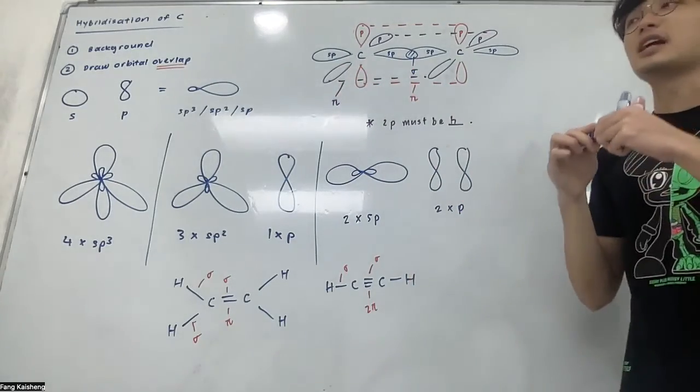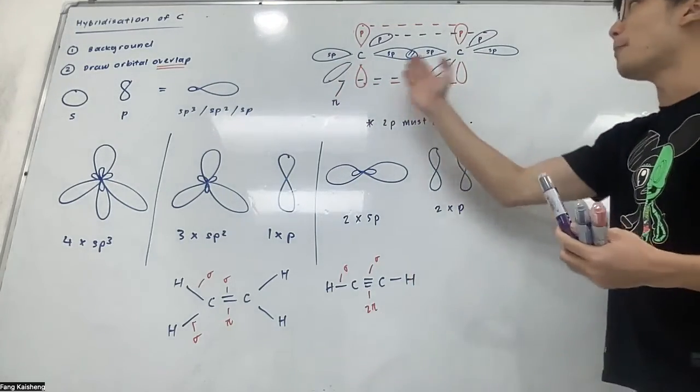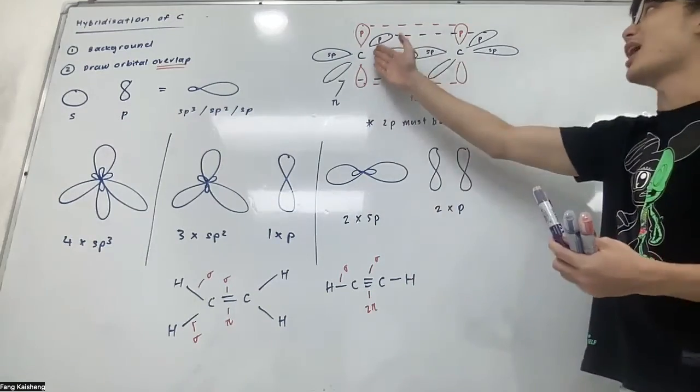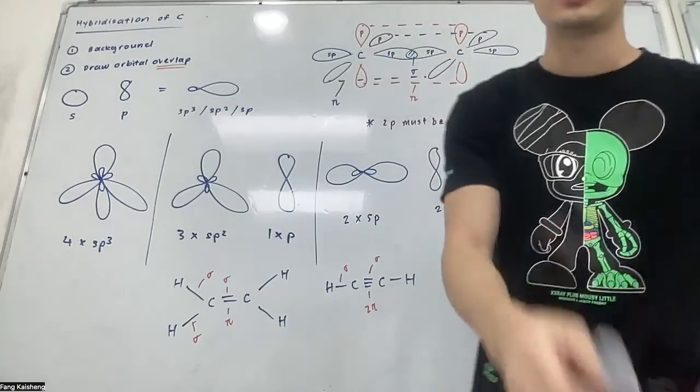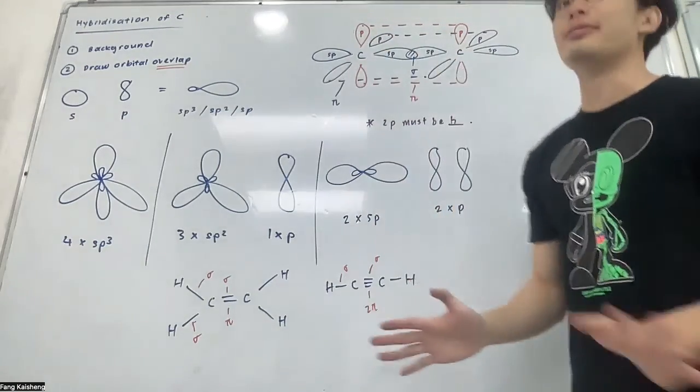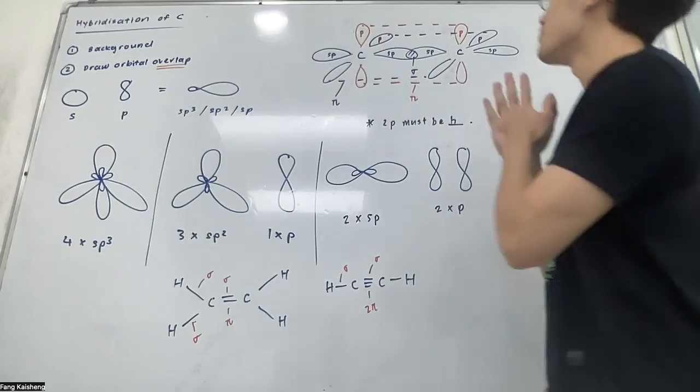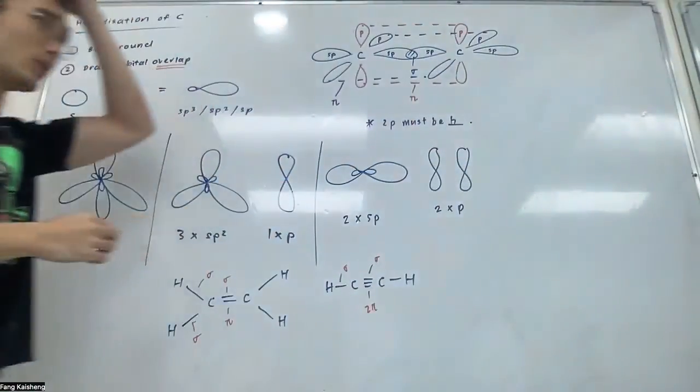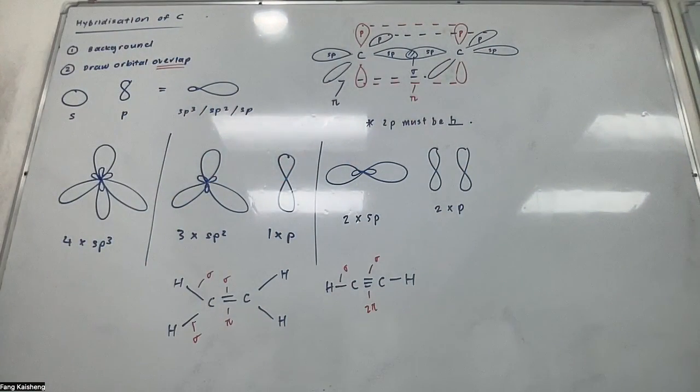So now I have successfully drawn two pi bonds because each carbon has two p orbitals. We have to be separate. Does that make sense? Okay, so this one looks very messy, and this is one of the harder ones to draw. Okay, that's everything for this.